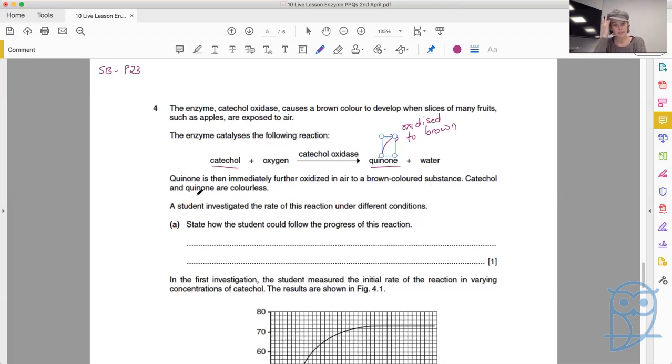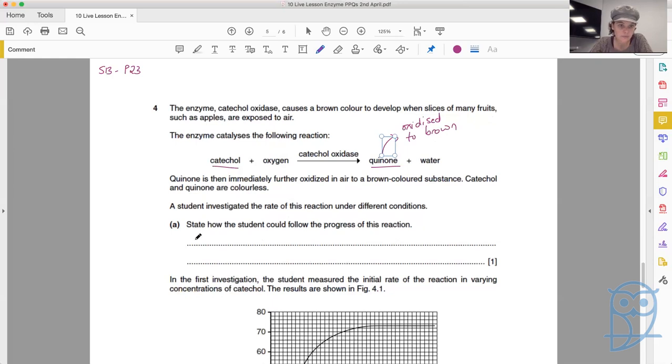A student investigated the rate of this reaction under different conditions. How could they follow the progress of this reaction? The product of quinone is colorless. Water is appearing, but not so easy to measure the appearance of water on a small scale. Okay, but we have this immediately further oxidized to brown. So we can look for the first appearance of color. Same like with our Benedict's test only here, we're looking for brown.